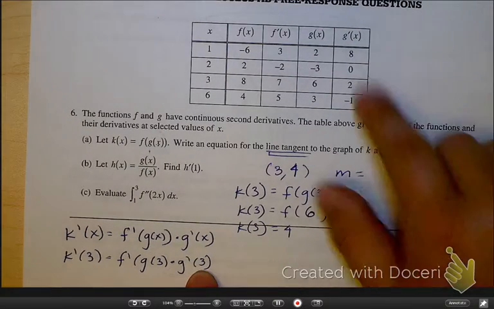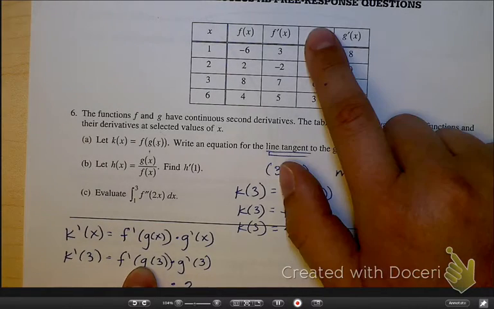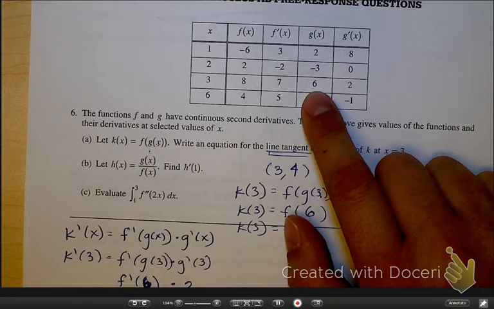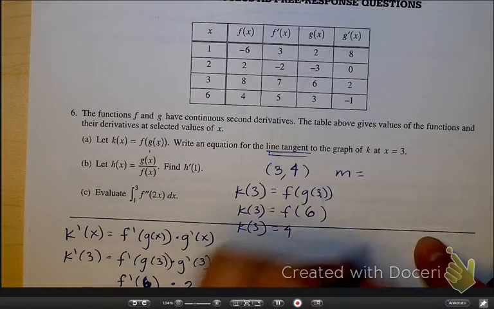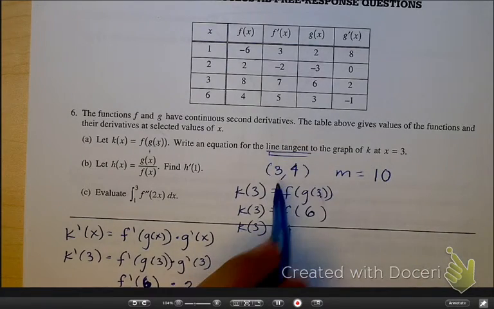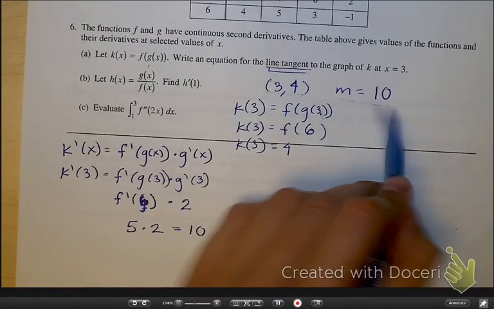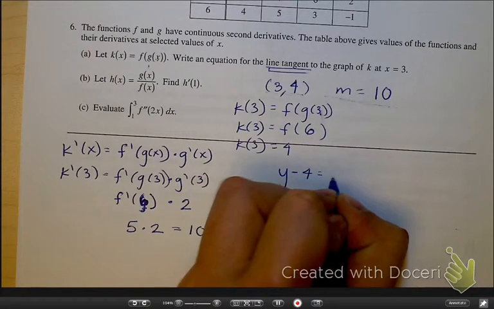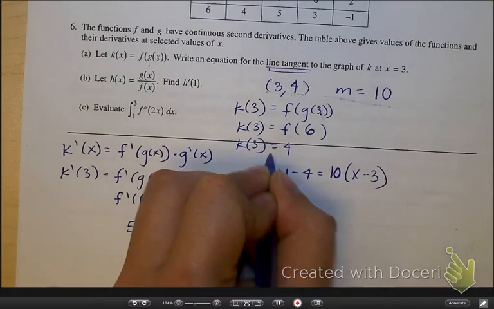And let's look at this table. G prime of 3 is equal to 2. G of 3 is equal to 6. And f prime of 6 is equal to 5. So this is 5 times 2, which is 10. So my slope is 10. My point is 3, 4. So I plug it into this point slope formula. Y minus y1 equals m times x minus x1. Final answer.